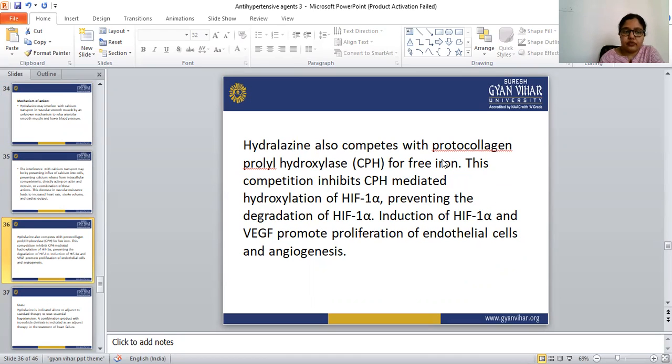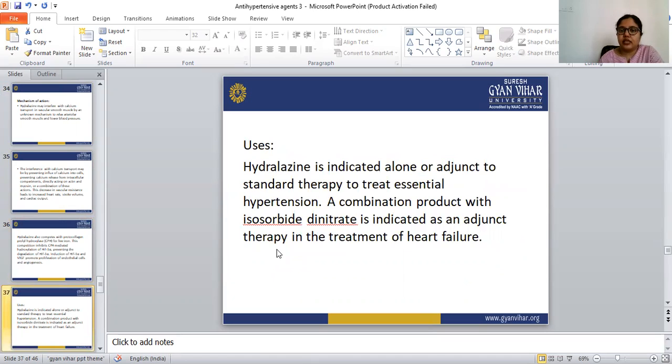Let's see the uses of this hydralazine drug. Hydralazine is indicated alone or as an adjunct to standard therapy to treat essential hypertension. A combination product with isosorbide dinitrate is indicated in the treatment of heart failure.